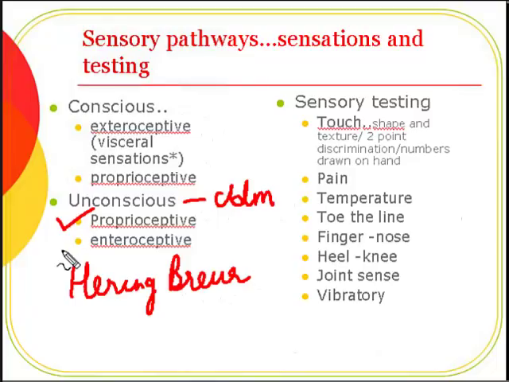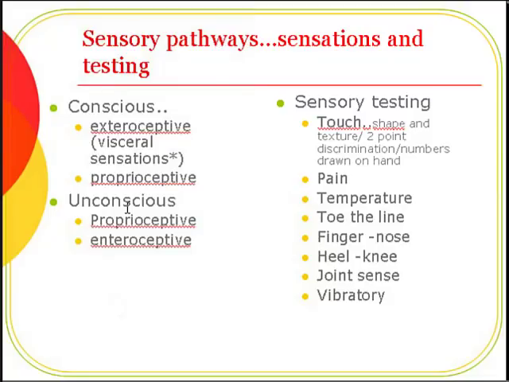And you cannot test all of the unconscious proprioception. For example, you cannot test the Hering-Breuer reflex and so on, but some of it you can, which we'll see when we do the cerebellum. But most of the time in the clinics, what you're really testing is your conscious proprioception. And this is done in alert patients, and these patients have to be cooperative.